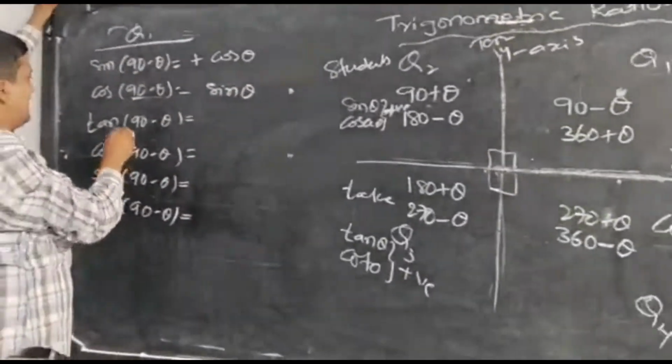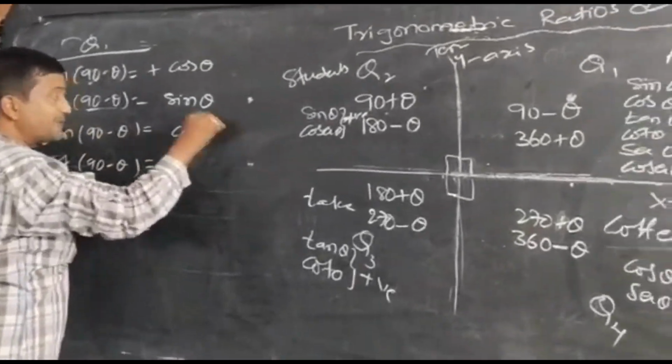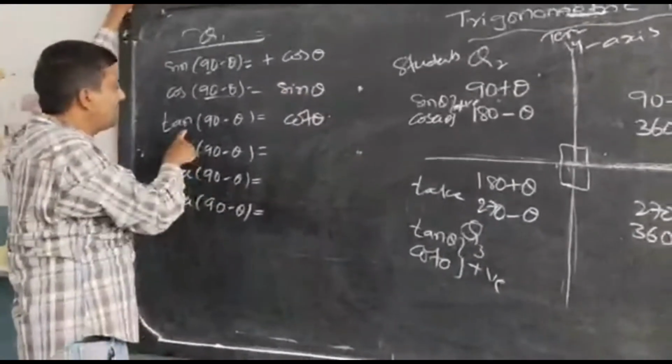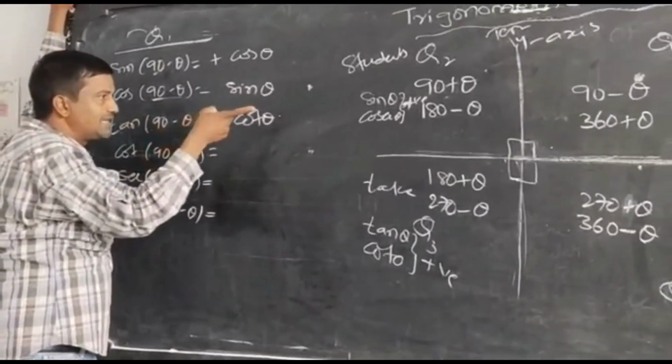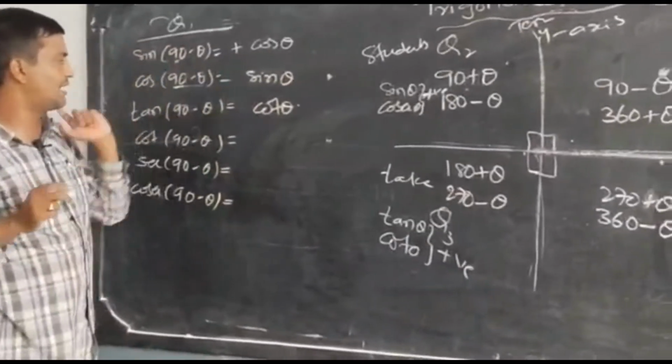Right, next, tan 90 minus theta. The nearest ratio of tan is what? Cot. And this is plus cot. Why plus cot? Because 90 minus theta lies in the first quadrant. In the first quadrant all are positive.